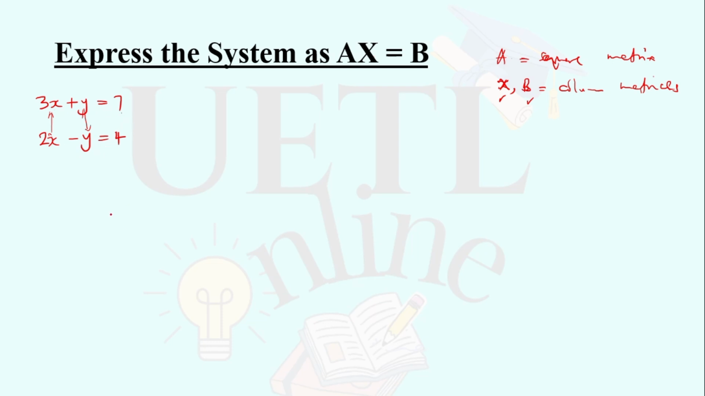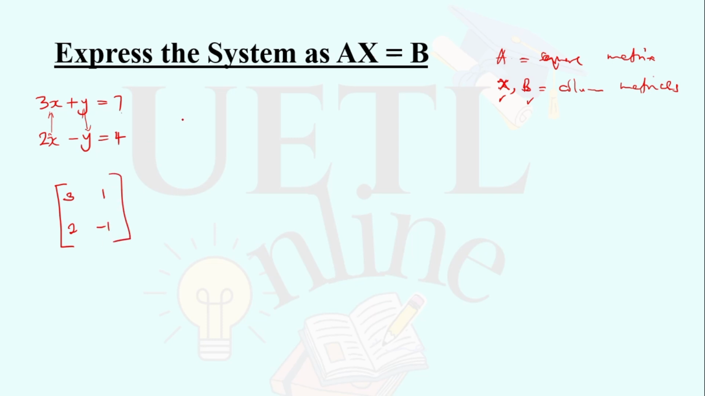The second step is to create the matrices. The matrix A we're going to create with the coefficients, the numbers which x and y are multiplied by. In this case we have 3, and then 1. You remember that when there is only y, it means there is an invisible 1 there. Then in the second row we have a 2, and then -1, a minus with an invisible 1. This becomes our matrix A.